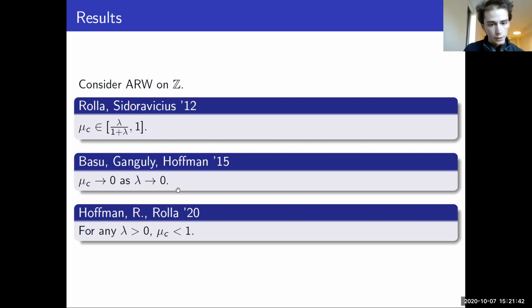And then this most recent result from myself, Chris Hoffman and Leo Rolla, which we just submitted a couple months ago, kind of reverses the parameters in that last theorem. This is also an activity result, showing the existence of an activity regime with the parameters reversed. We show that for any lambda, the critical density is strictly less than 1. So even if the sleep rate is very high and particles fall asleep almost instantly, you can take the density very close to 1, but strictly less than 1, so that you have activity.